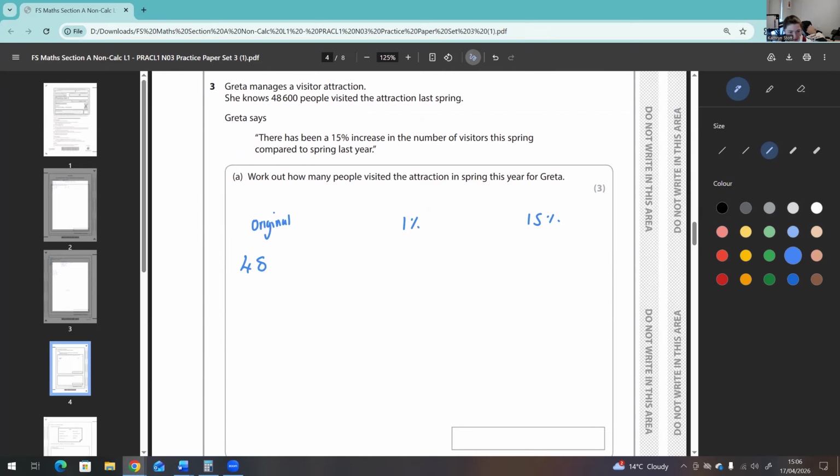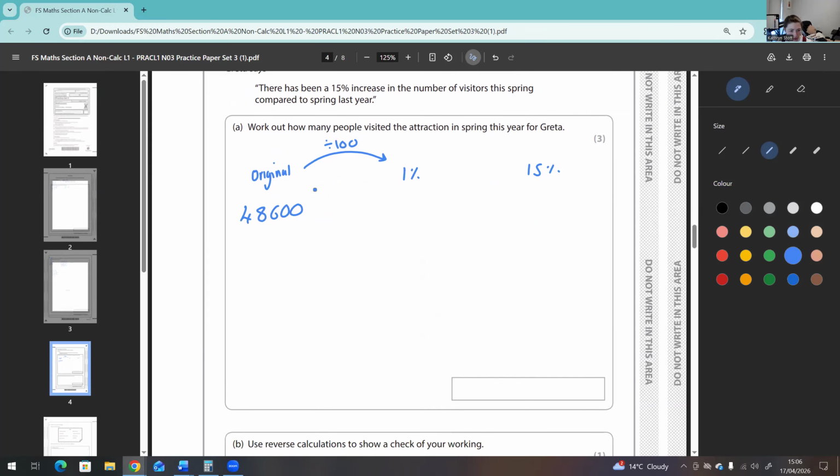So 4,860. To go from original to 1%, we divide by 100. We can use our place value columns to help us with this. So we're starting off with hundreds of thousands, tens of thousands, regular thousands, hundreds, tens, units, decimal place, tenths. So 48,600. Divide by 100 would do 2 jumps down. So 1, 2, 1, 2, 1, 2.